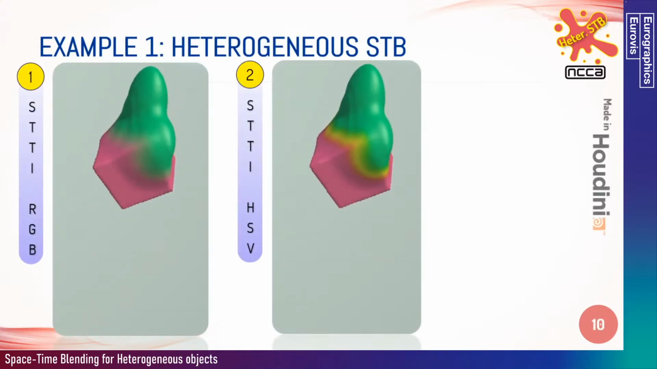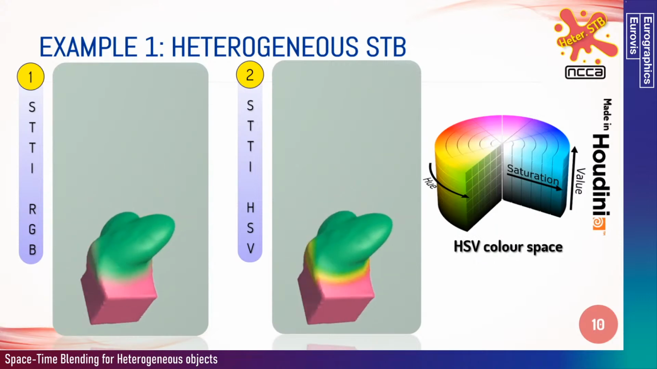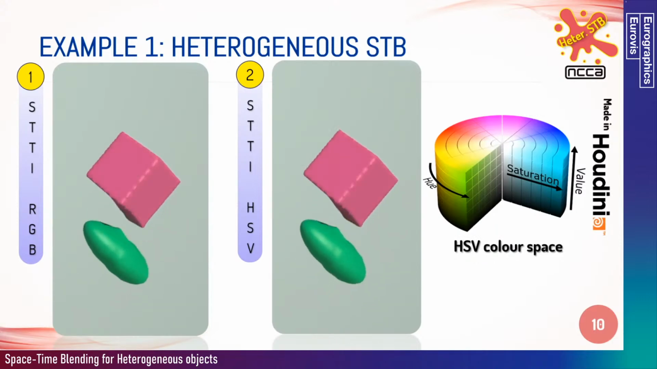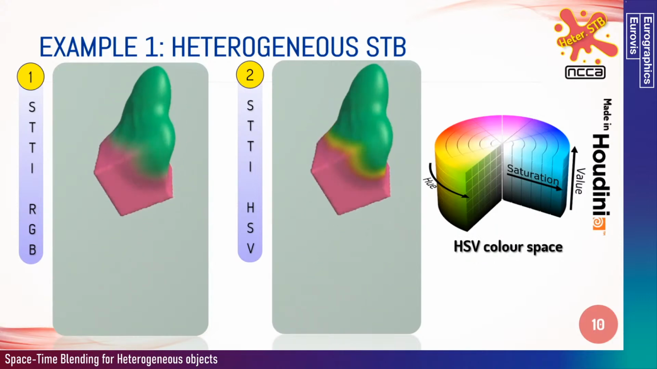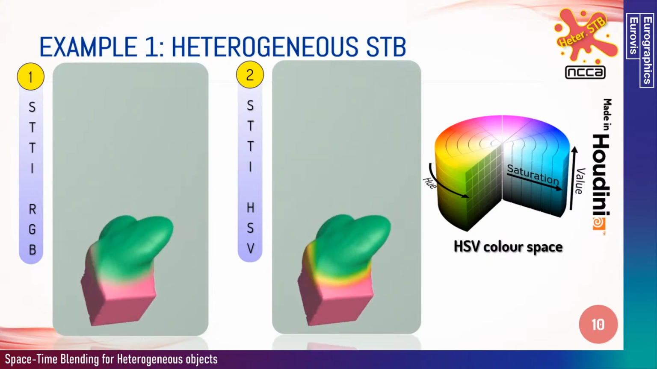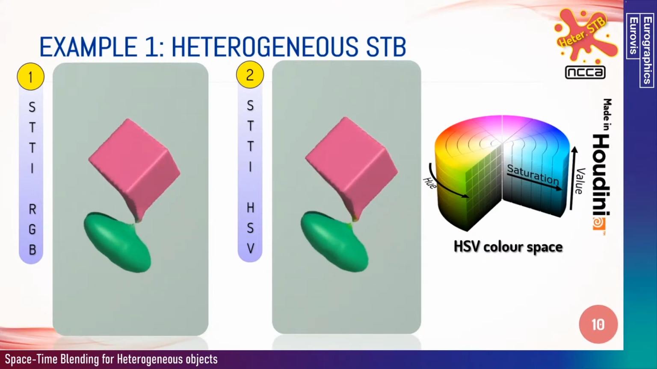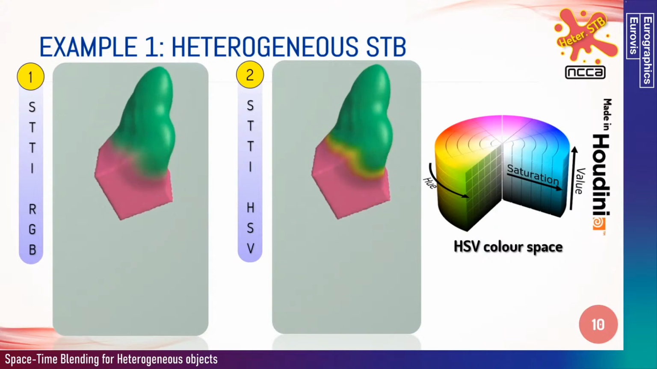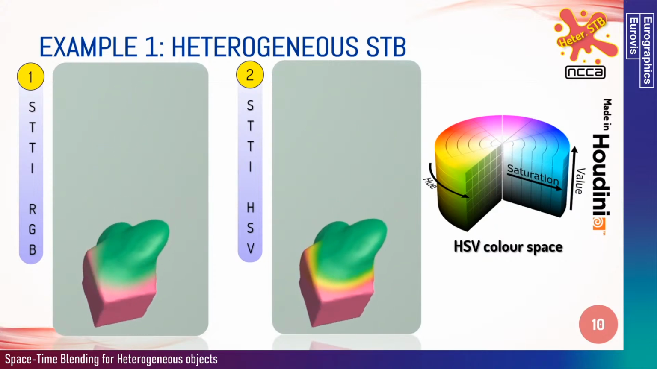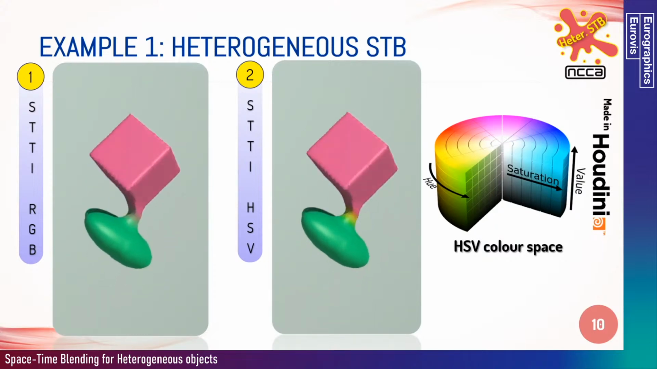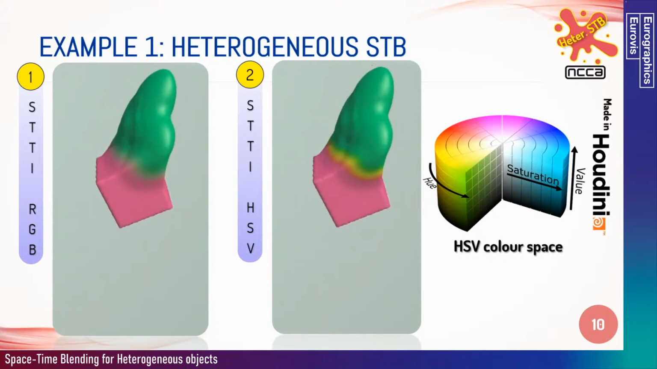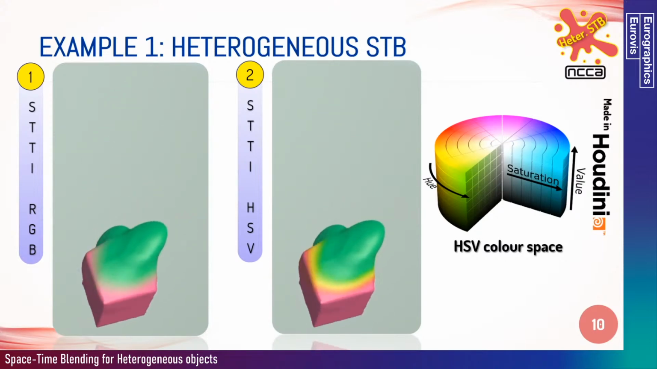Now we are ready to discuss the results we have obtained using the introduced approach. In this example, we demonstrate the result of application of the heterogeneous spacetime blending to two homogeneously colored objects. We compare the results of applying STTI in RGB and HSV color spaces. As can be seen, in HSV the color transition is reached in color gradations.